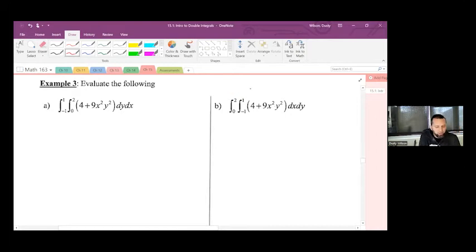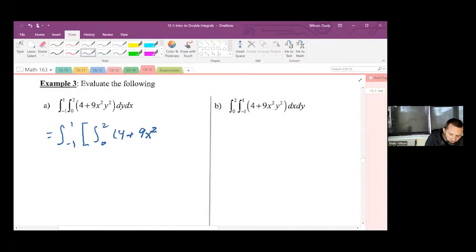So in A, we want to find the integral from -1 to 1 of the integral from 0 to 2 of 4 plus 9x squared y squared dy dx. So to do this, we will say this is the integral from -1 to 1, and then we're going to just focus on that inner part. We're going to take the antiderivative from 0 to 2 of 4 plus 9x squared y squared dy, all dx. And so we're just going to focus on this partial integration.